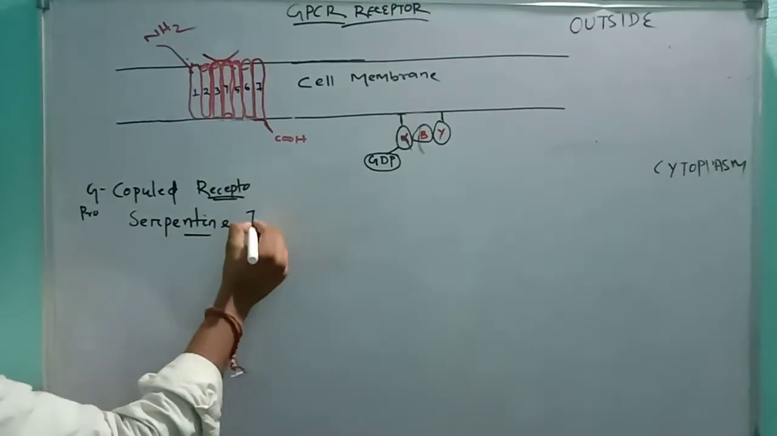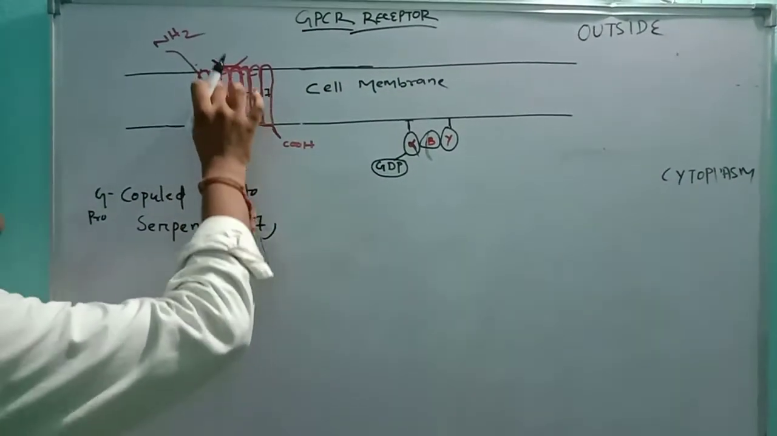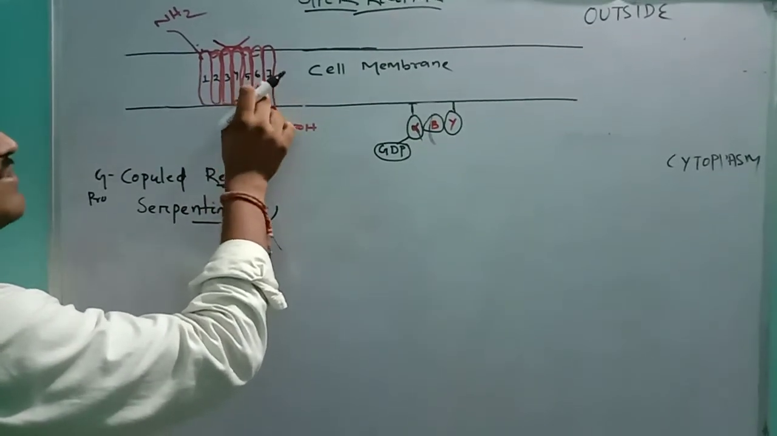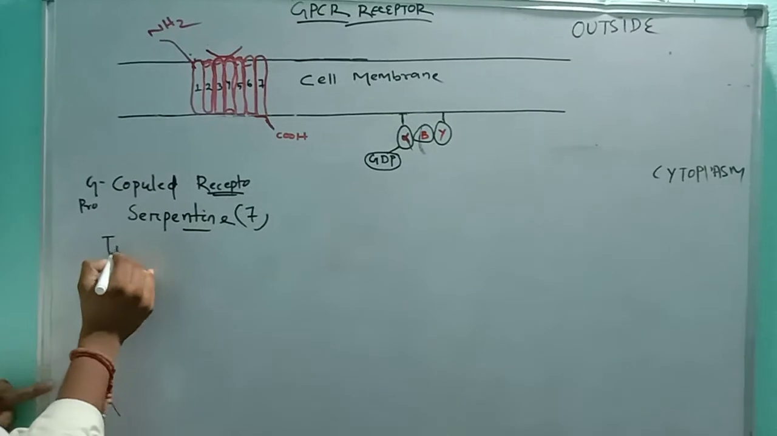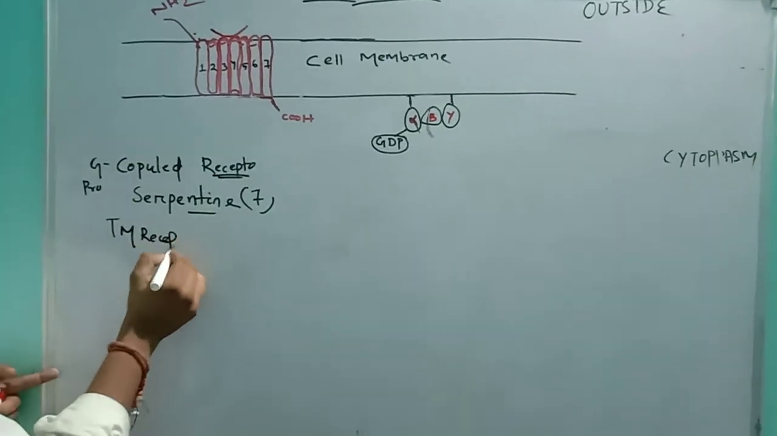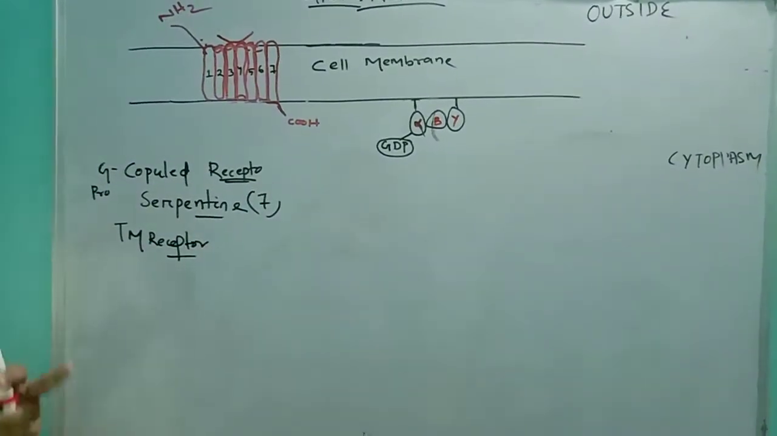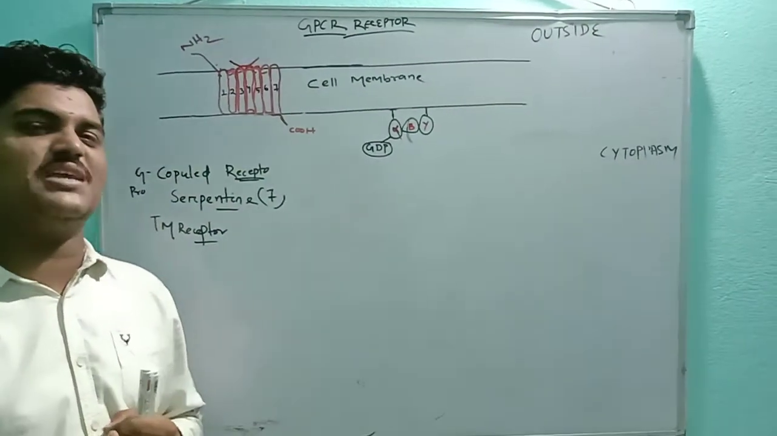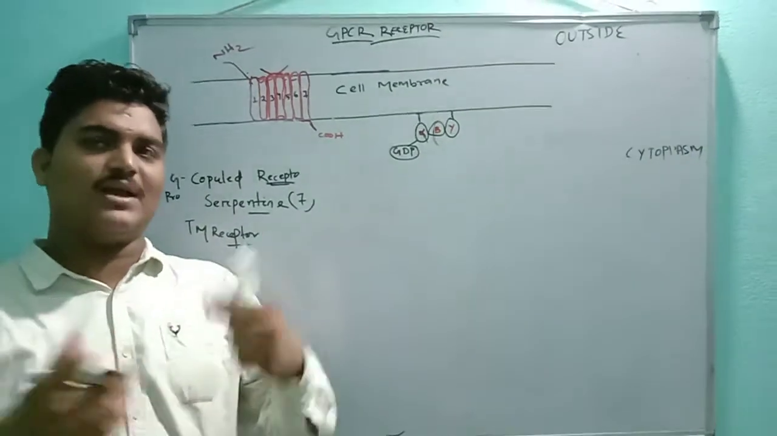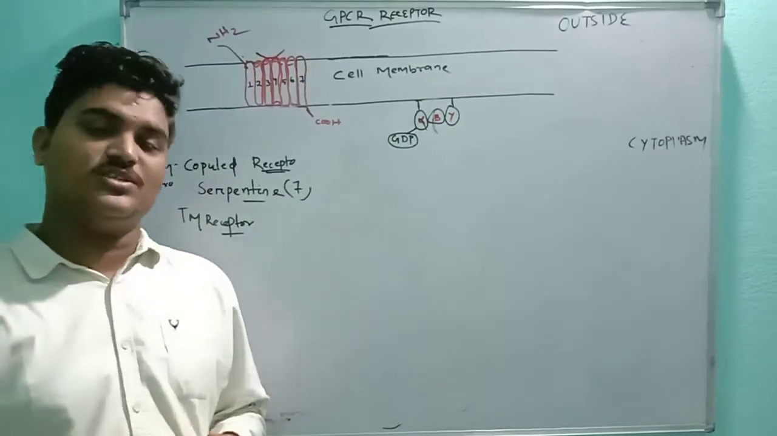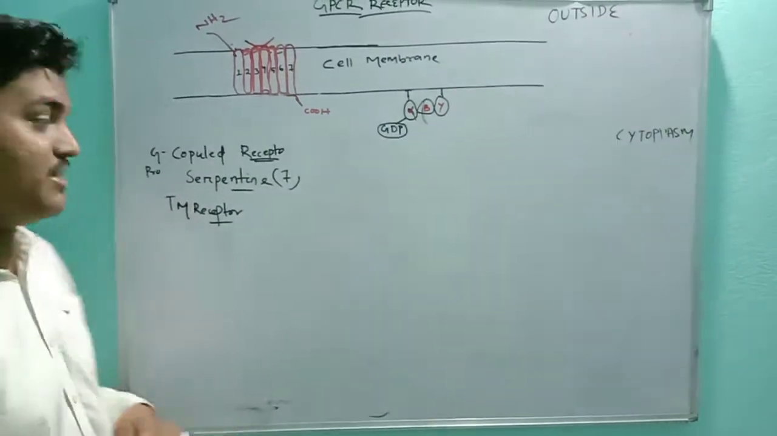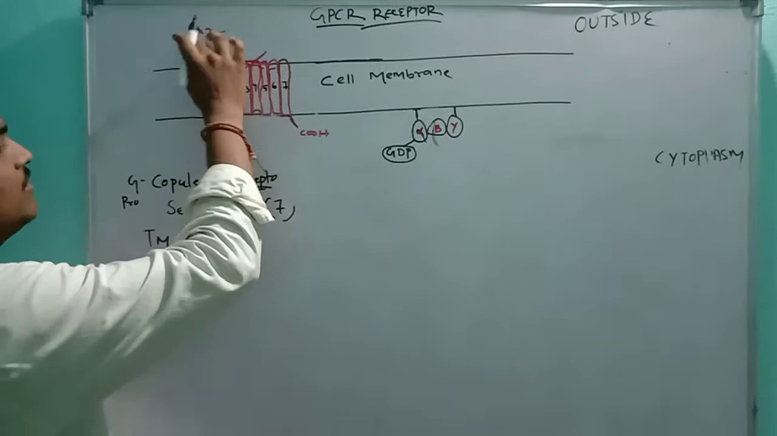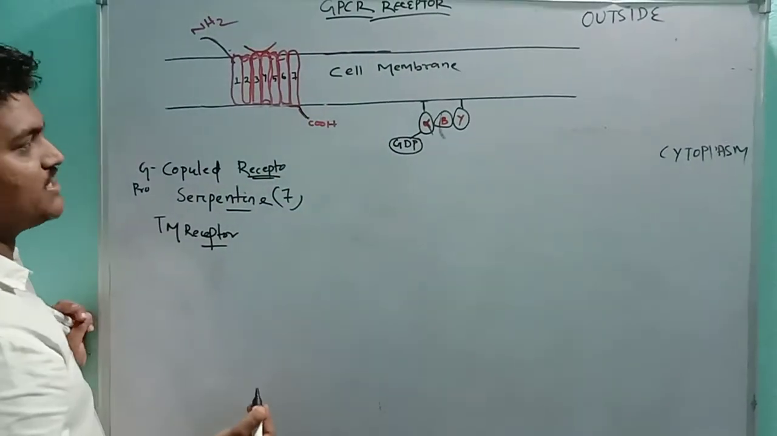Why is it called serpentine? Because it has 7 transmembrane segments in the membrane: 1, 2, 3, 4, 5, 6, 7. It is also called a transmembrane receptor. Most medicines we take today are based on the mechanism of GPCR receptors. Medicine mechanisms depend on GPCRs, mostly, nowadays. This is the N terminal and this is the C terminal of the peptide chain.